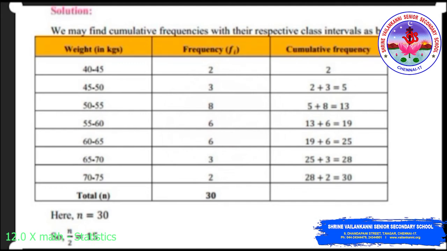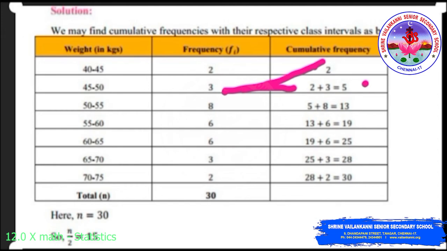In order to get my cumulative frequency, I have to write the first value of cumulative frequency, which will be equivalent to the frequency value. The second value can be obtained by adding the first value with 3. So I will be getting 5. So my second value will be 5.